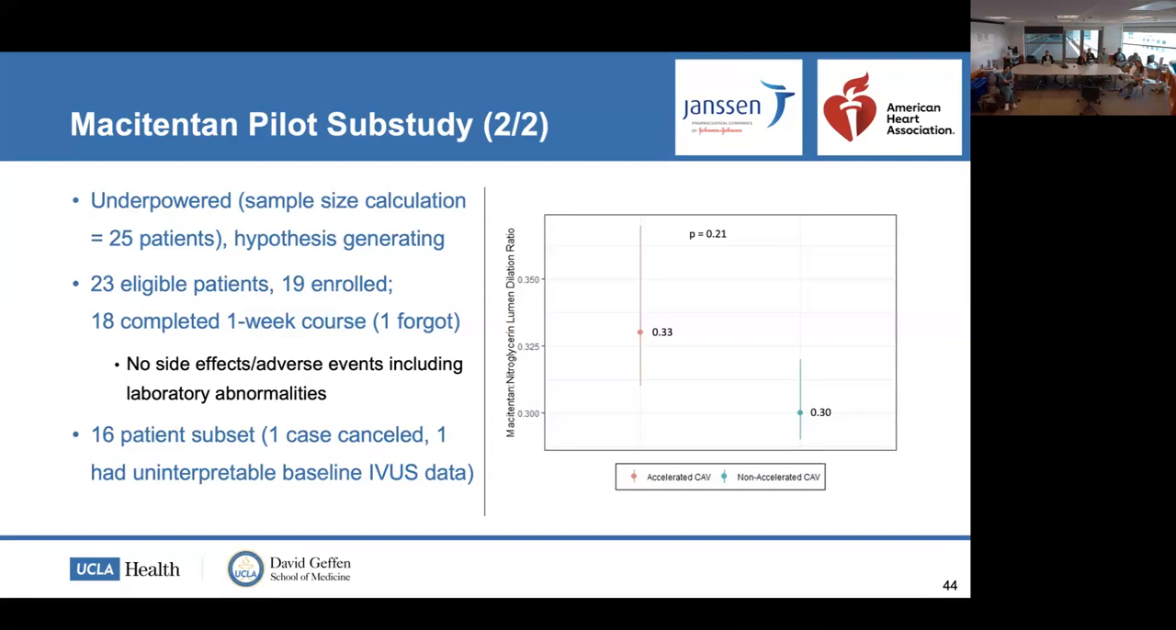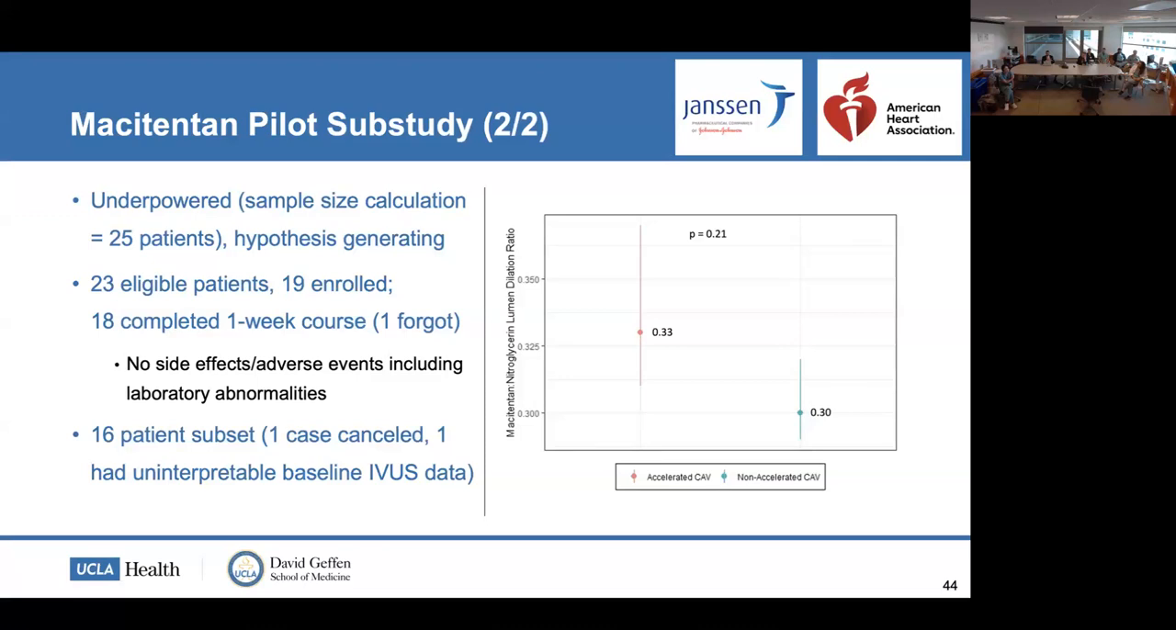We had 23 eligible patients by the time we got the drug. 4 refused to participate, 19 enrolled, and 18 completed their 1-week course. 1 patient forgot to take the medicine. And it was nice to see that there were no side effects or adverse events, including lab abnormalities, when they came for their baseline cath a week later. Of these 18 patients, unfortunately, 1 patient's case was canceled, and then another had uninterpretable baseline IVUS data, so we were able to have a 16-patient subset.